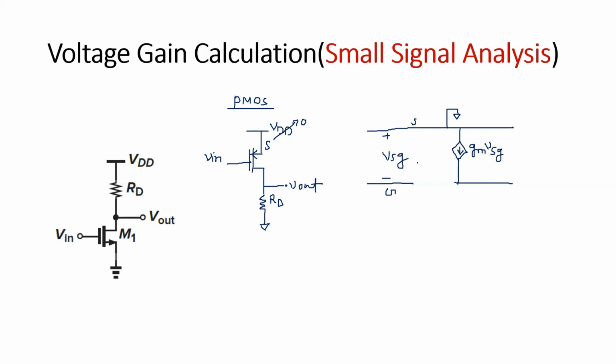I'll suggest that you always keep the source in the above position, at the higher potential. It is obviously zero, but because the gate is negative, whatever we are applying here is negative. So overall, this VSG is positive. And after that, at the drain terminal, we have a resistor RD where we are taking the output.